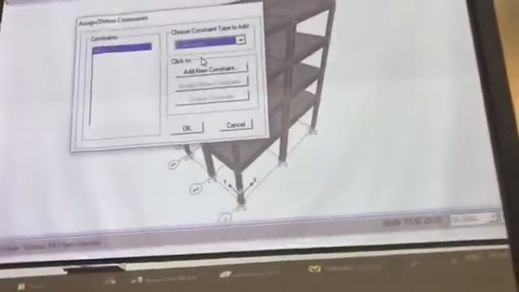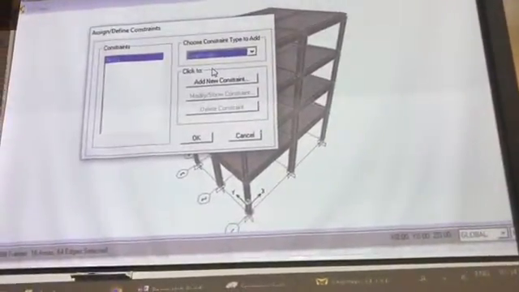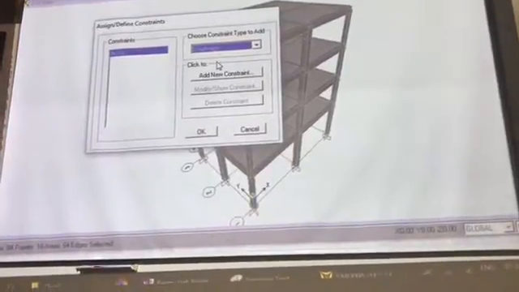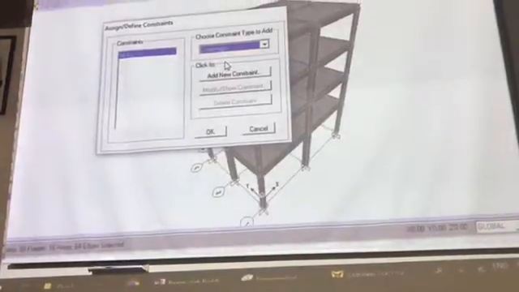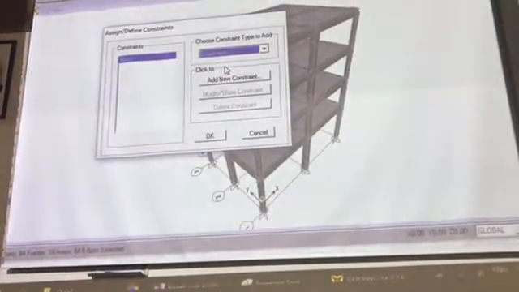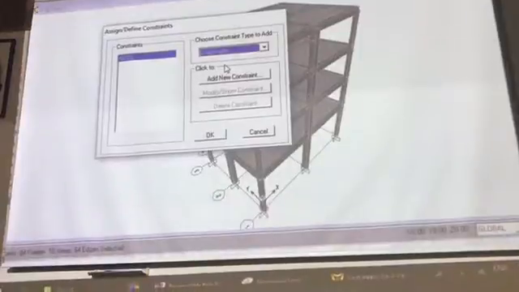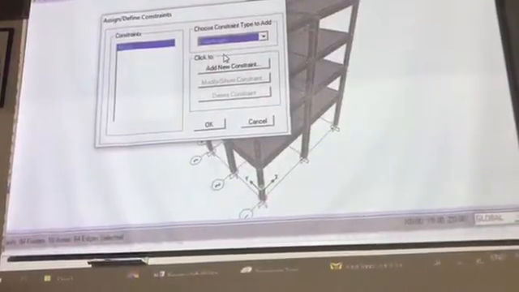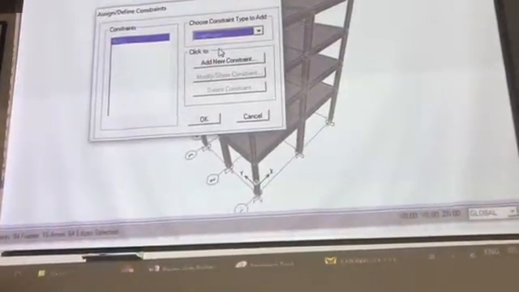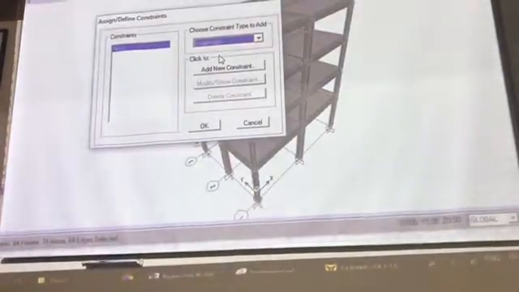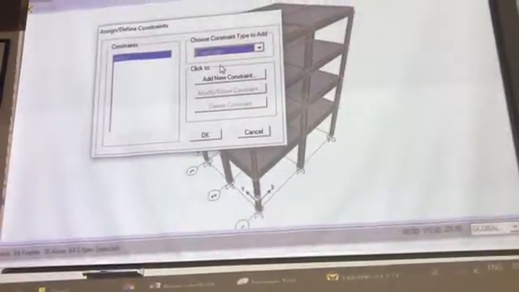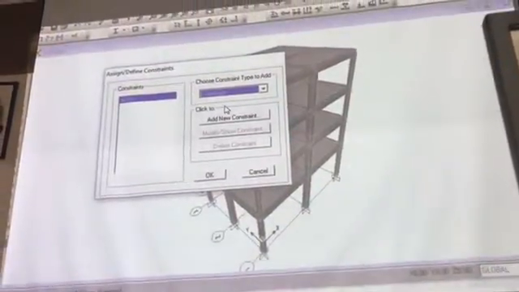Rigid diaphragm. For example, if this is our story, our slab, okay? If you define a rigid diaphragm, your slab will move like this one. Okay? Like this. There will not be any different displacements among any other points. All points will move like this one. It cannot bend like this one or like this one, or get shortened. This is a rigid diaphragm.